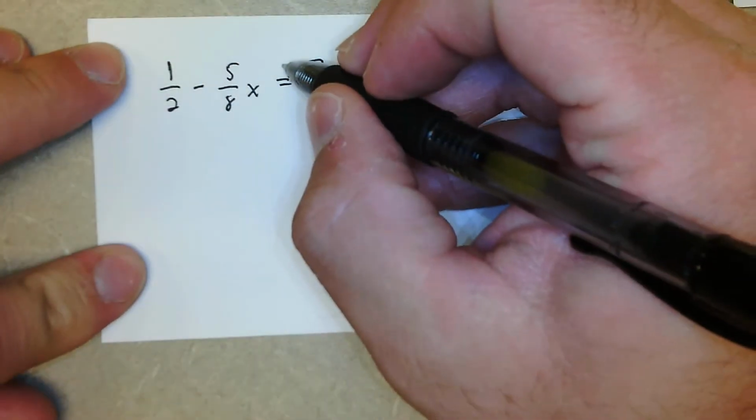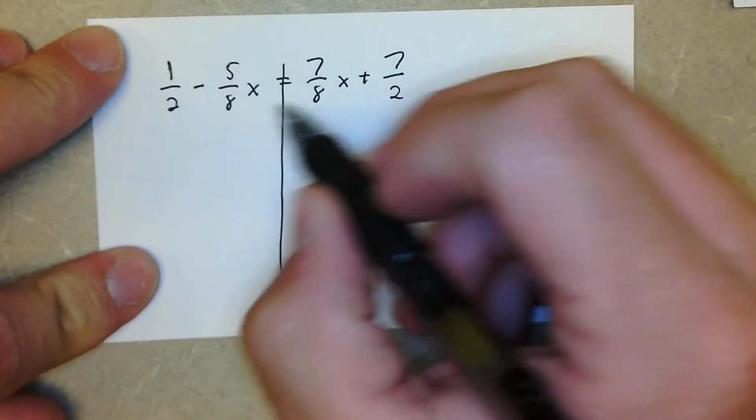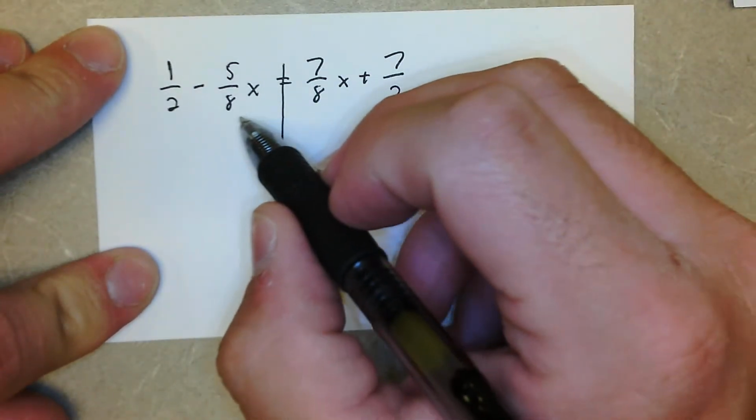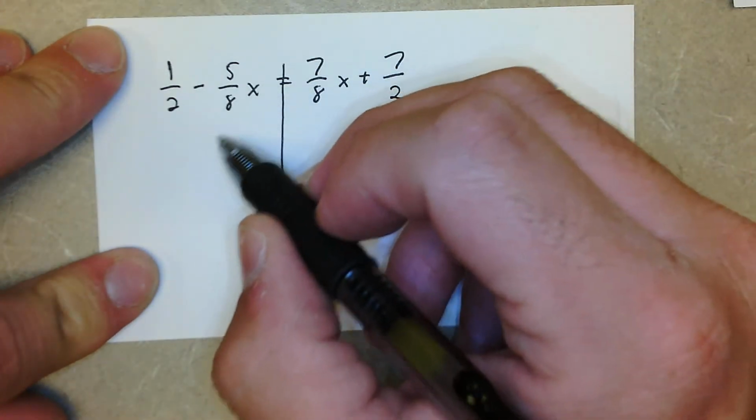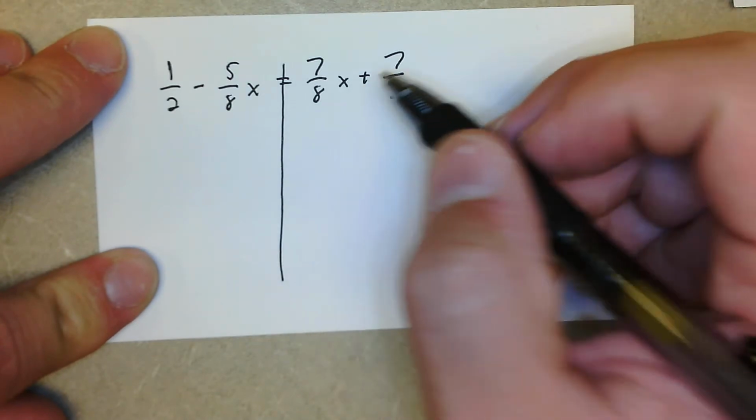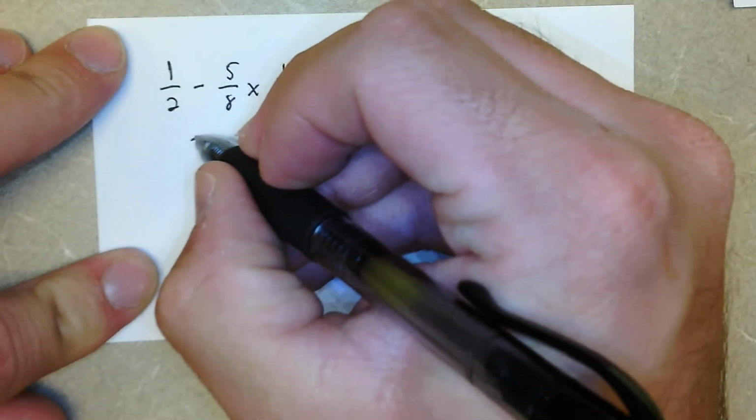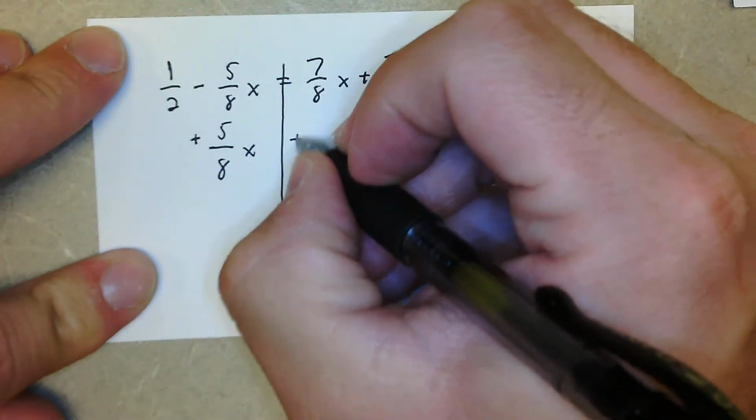So we still want to collect all the variables on one side. Alright, so it's easier to move the smaller one. The smaller one would be the negative 5/8x rather than the 7/8x, because negative 5/8 is a negative value, making it smaller than 7/8. So we do the opposite by adding 5/8x. And what I do to one side, I have to do to the other.